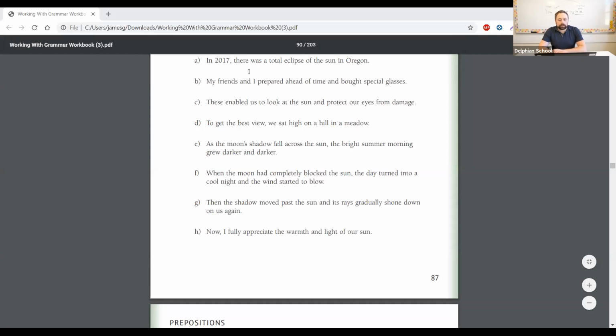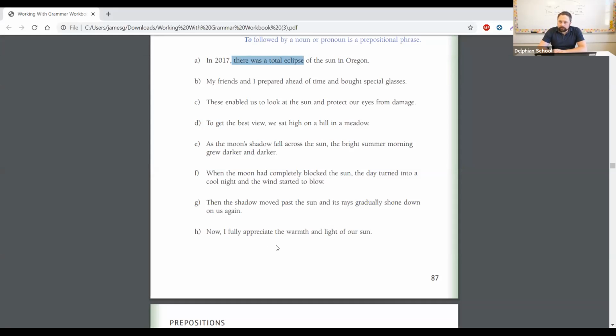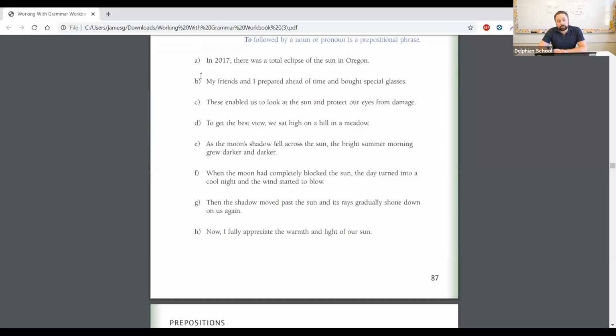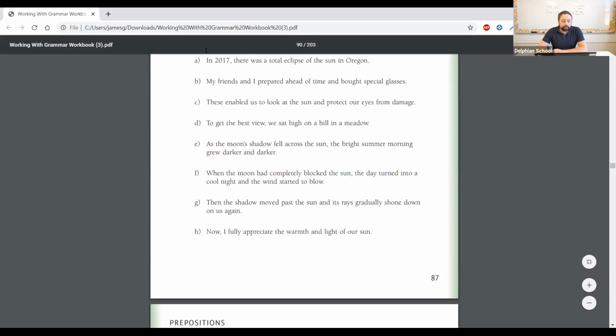And here's why. Let's break it down. The basic sentence is, there was a total eclipse. That sentence is fine. It's a complete sentence. It doesn't really tell us a lot, though. It's not very exact. So we can use some prepositional phrases to modify it, to tell more about it, so we know more about what's going on. In 2017 is a prepositional phrase. It tells us when this happened. In 2017, there was a total eclipse.